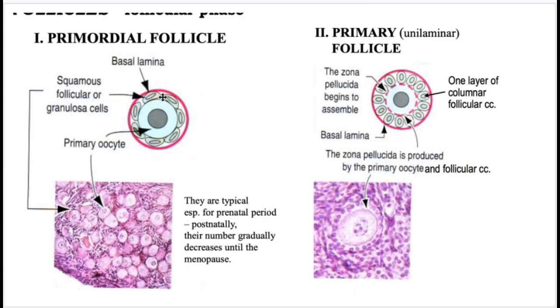This estrogen is important because it creates a loop. Follicular cells are going to make estrogen, and the estrogen is then also going to continue allowing the follicular cells to grow.